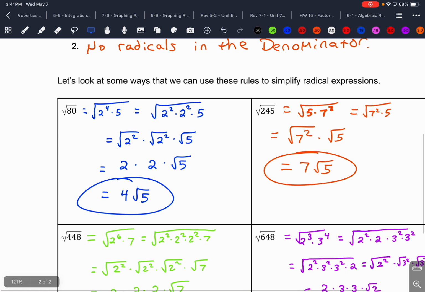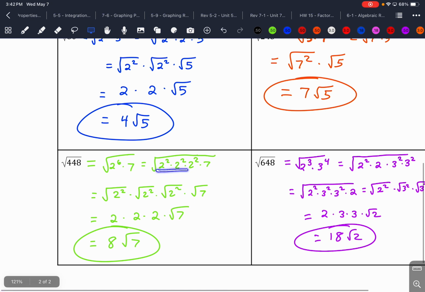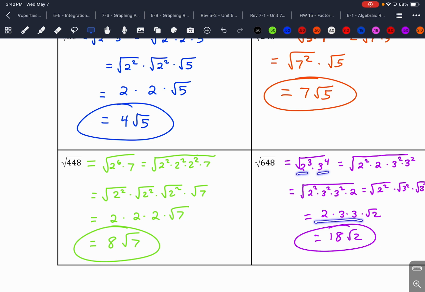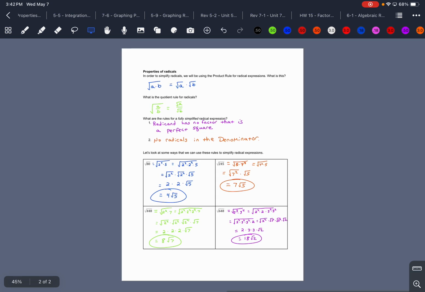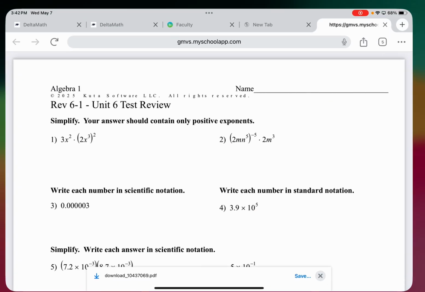Same thing here. There's a pair of 7s that comes out as a single 7 out here, right? There's 3 pairs of 2, so that's going to come out as 2 cubed, which is 8. There's a pair of 2s and 2 pairs of 3s, so that's 2 times 3 times 3, which is 18. So you can skip some steps, but in these notes, I like to show all of these steps. So that's how you go about simplifying square roots.